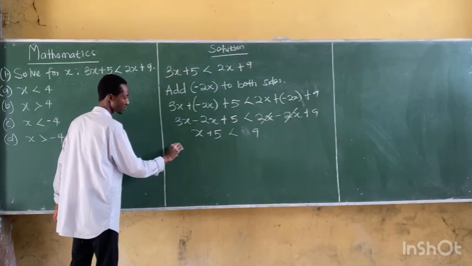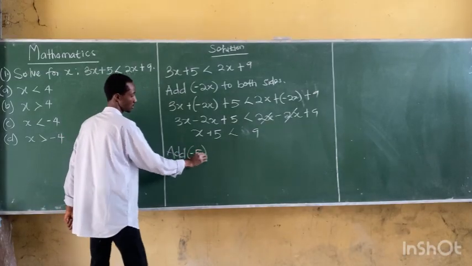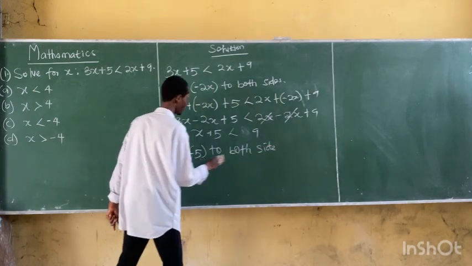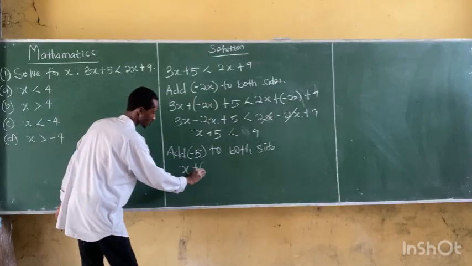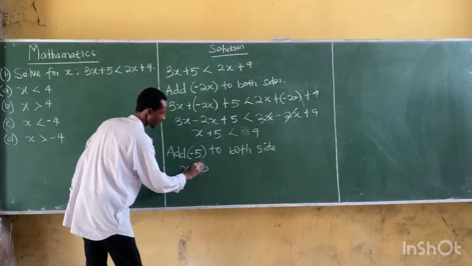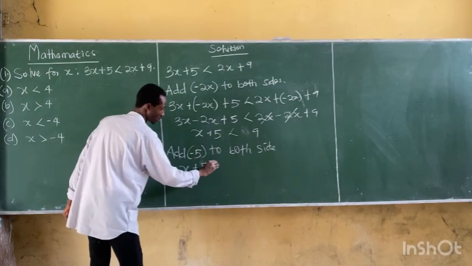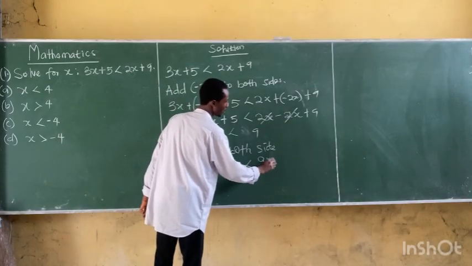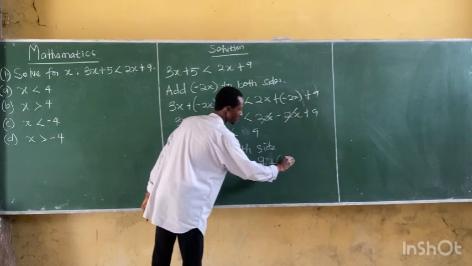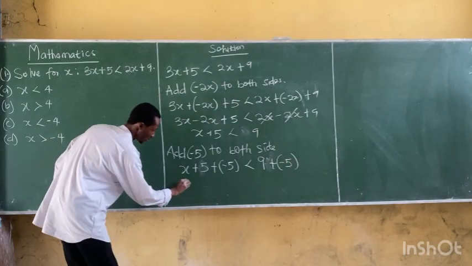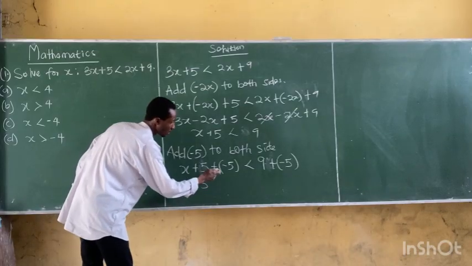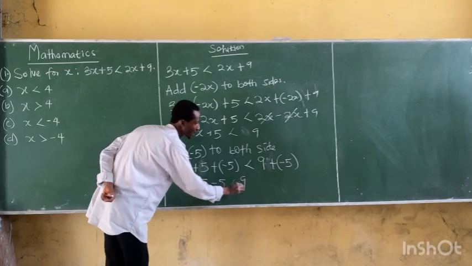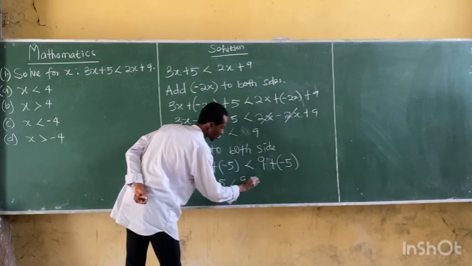So if we say add minus 5 to both sides of the equation, we have x plus 5, then we add minus 5. So plus minus 5 is less than 9 plus, we add the minus 5. We have x plus 5, plus times minus is what? Minus, so we have minus 5 is less than 9. Plus times minus here, we have minus 5.